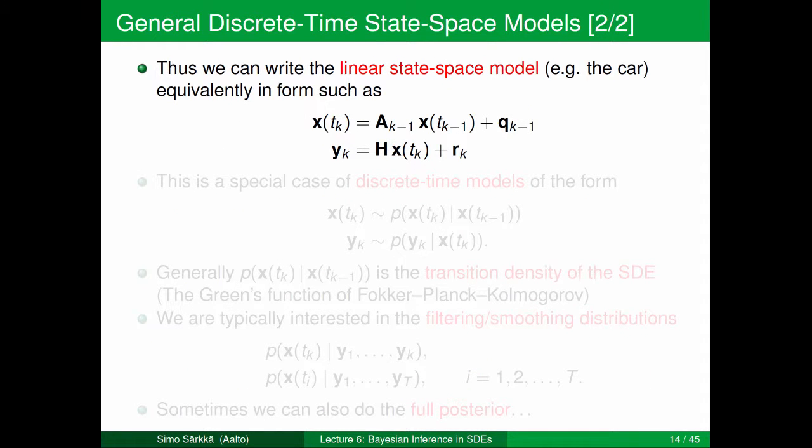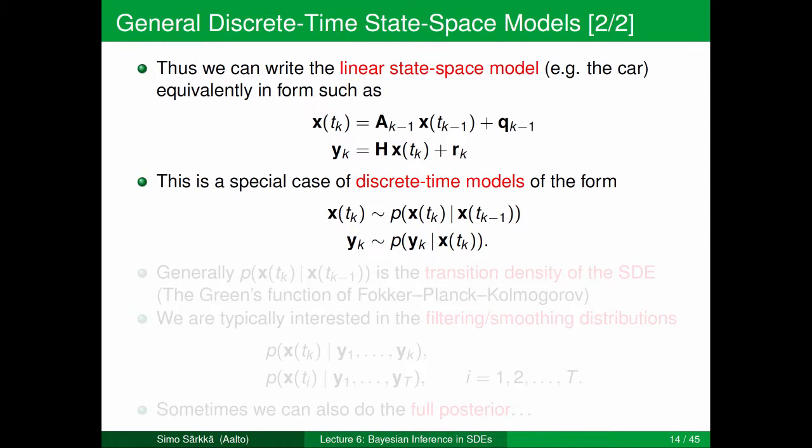This means that we can write the linear state space model equivalently in this kind of discrete time form. So x at t_k is equal to a matrix times x at t_{k-1} plus a Gaussian noise, and the measurements are still given as y_k = H x at t_k plus a Gaussian noise. And this is now a special case of discrete time models of this form. So we have a generic Markovian model for x, which is given by the transition density of x at t_k given x at t_{k-1}.